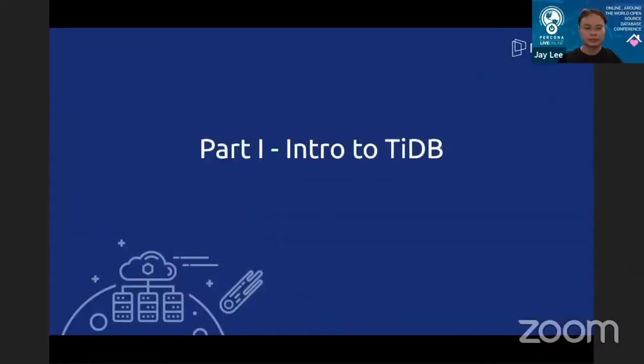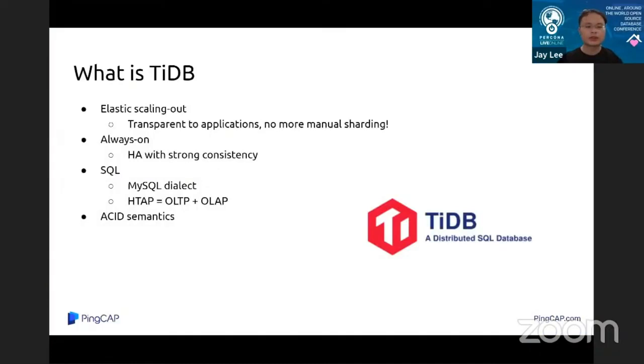So, what is TiDB? TiDB is an open source NewSQL database that supports hybrid transactional and analytical processing workloads, aka HTAP. It is MySQL compatible and features horizontal scalability, strong consistency, and high availability. Here are some key features of TiDB. It supports elastic scaling out, which is transparent to applications. TiDB does the sharding for you automatically. It uses two-phase commit and the Raft algorithm to achieve high availability and strong consistency. It speaks the MySQL dialect.